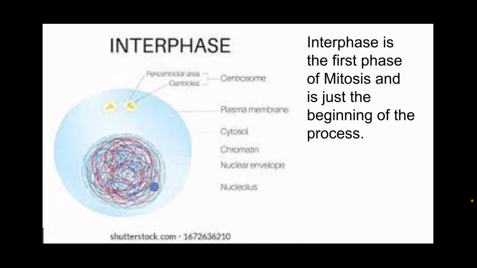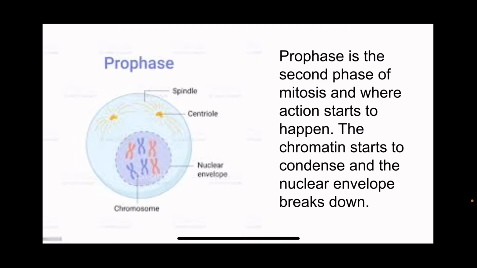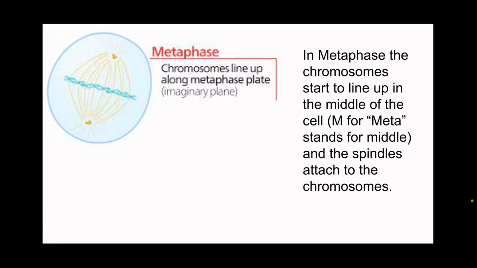Nothing's really happening. There's not a whole lot going on. So prophase is the second phase of mitosis, and where action starts to happen. The chromatin starts to condense, and the nuclear envelope breaks down. And when this breaks down, the chromatin and chromosomes can start to float around, which leads to metaphase.